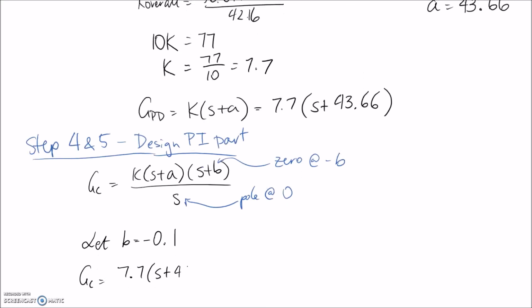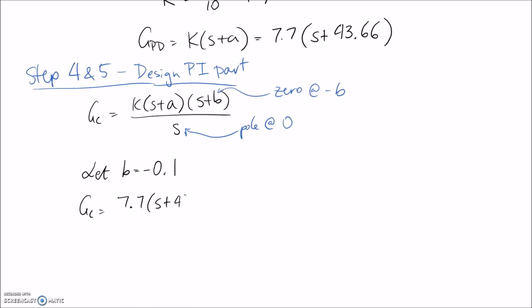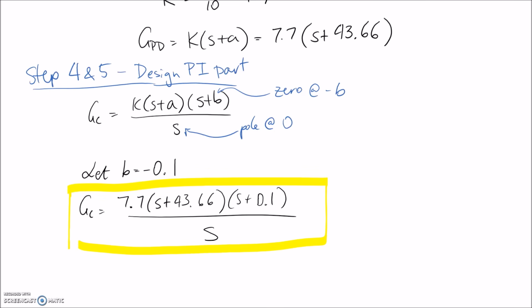Sorry, this was 43.66. Alright, so that's my PID controller that I've chosen to design. And what I should find is that I end up with pole 0 cancellation because I have a 0 at negative 0.1 and a 0 at 0. So these are very close to each other, so it should have a very minimal impact on the root locus.